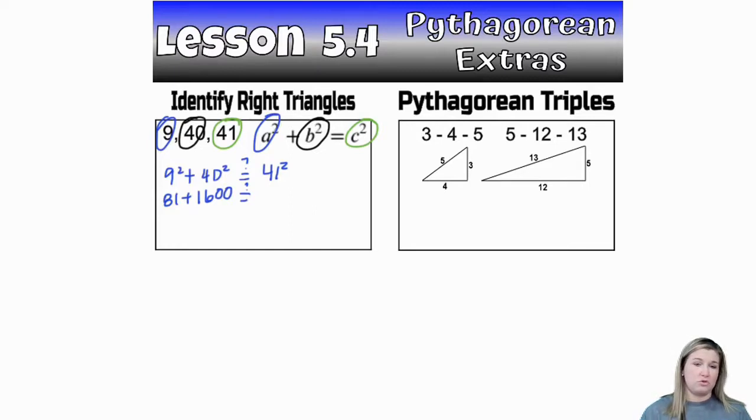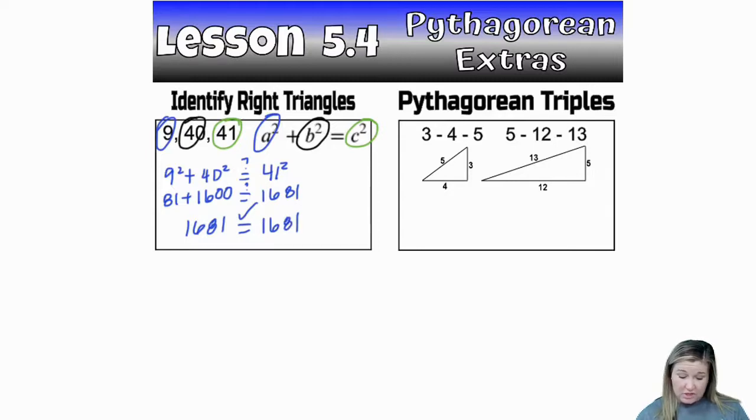This is the moment of truth. 41 squared is 1,681. Guess what? If I take those two and add them together, 1,681 is equal, check, to 1,681. So what is really going on? Yes, this makes a right triangle, because a squared plus b squared equals c squared.